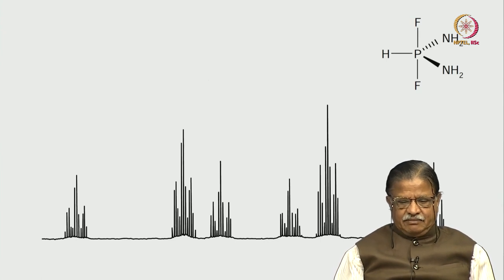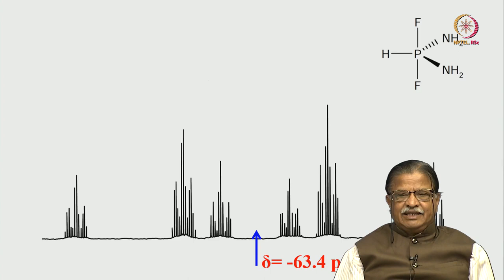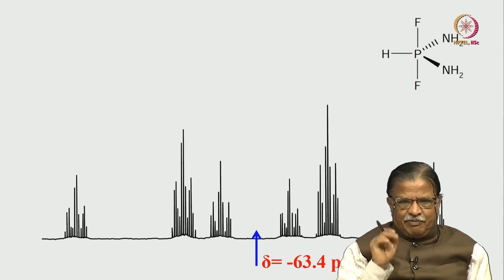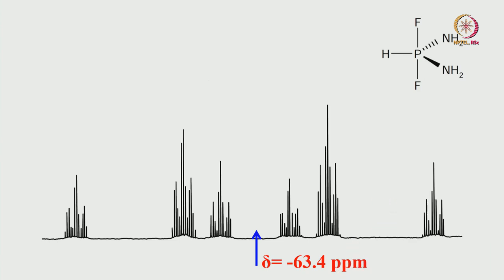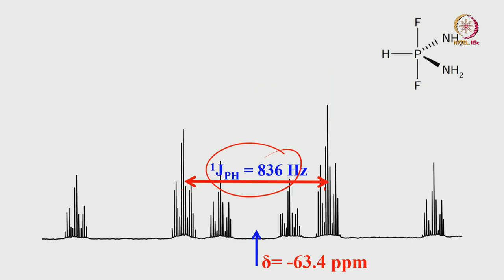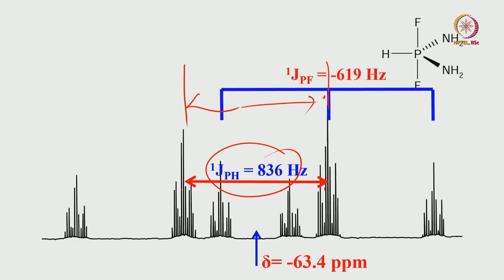Can we explain this? First, let us say this is the chemical shift of phosphorus. That is well known. It will always be at the center of the multiplicity. Only a single phosphorus, the center of this multiplicity is the chemical shift. And this is the large separation, a doublet, 836 hertz. I will call it JPH coupling. Fine. And each of them is coupled to fluorine and it will be a doublet. Please understand, this is one doublet. I will say one is here, one is here. This is PH coupling. And each doublet is further split by fluorine.